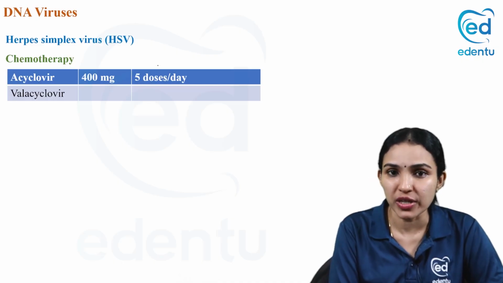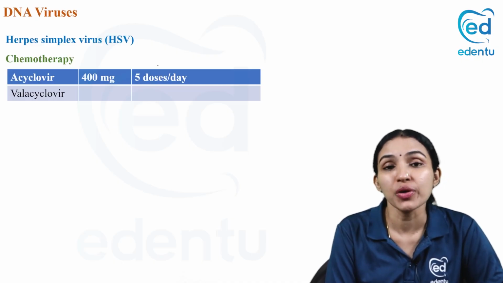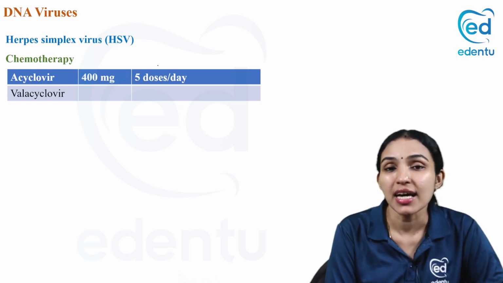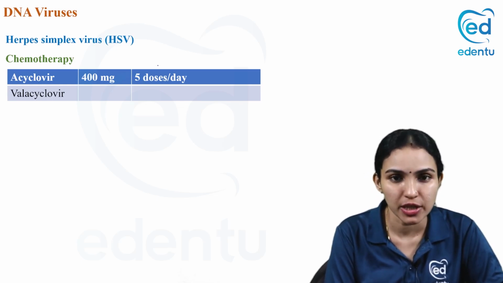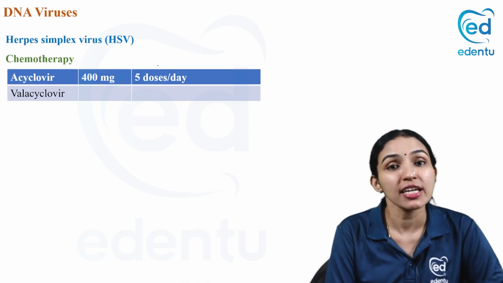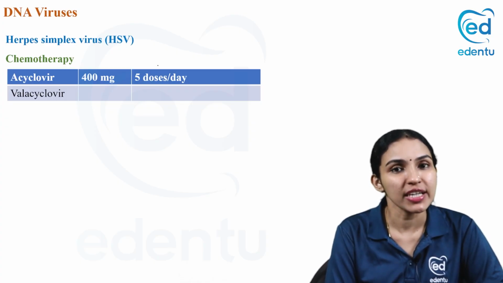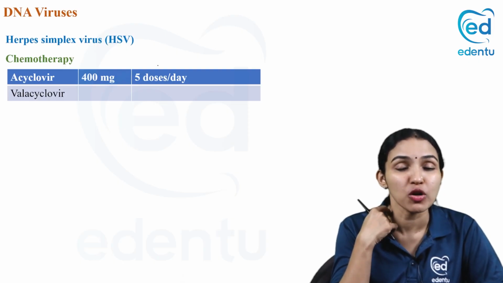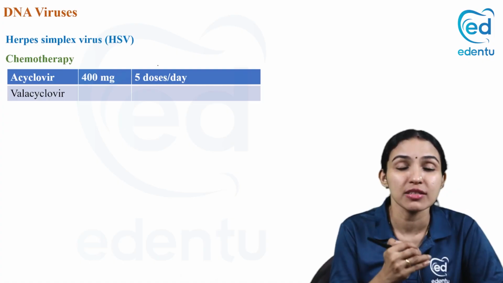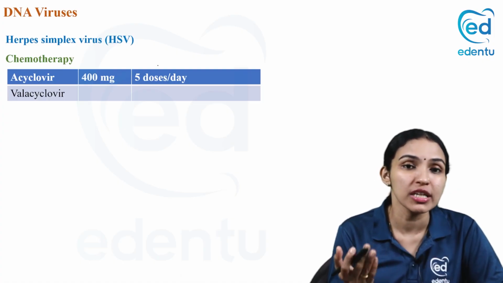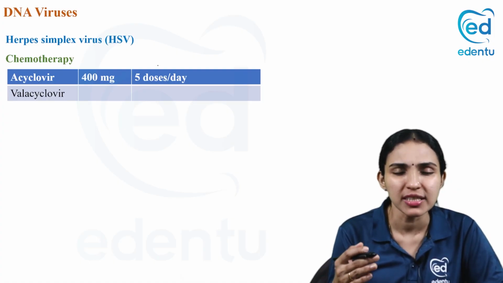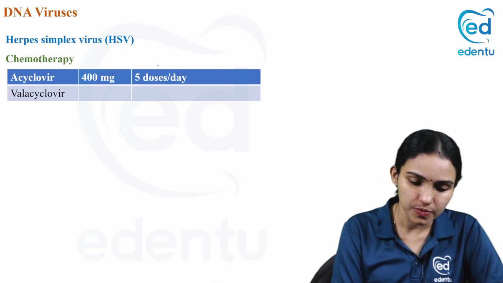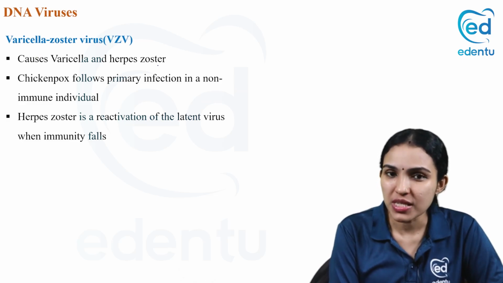How will you treat herpes simplex virus infection? You have specific antiviral therapy available here. That is acyclovir, valacyclovir, ganciclovir. This group of drugs can be given for the herpes family. It's very effective. 400 milligram is the dose, and you have to give it 5 times a day, that is 5 doses per day. That is required for eradication of the herpes virus infection. So that is about herpes simplex virus.